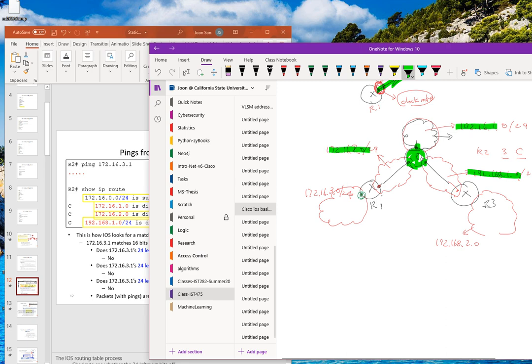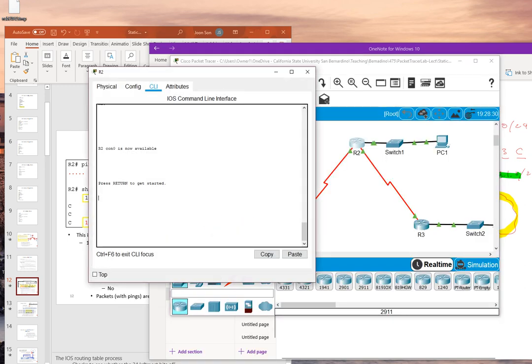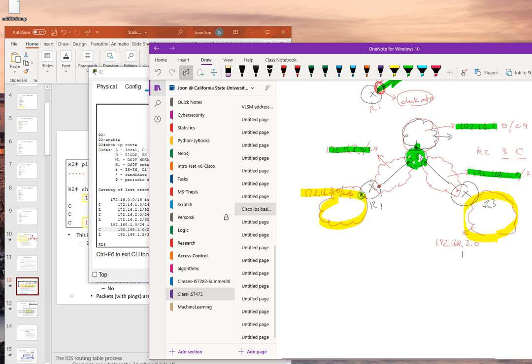However, at this point R2 does not know this remote network. R2 is not aware of this yellow network, as shown here. For R2, when you type show ip route, it knows the three directly connected networks, C and C. So basically the three are green, but R2 is not aware of this yellow network.